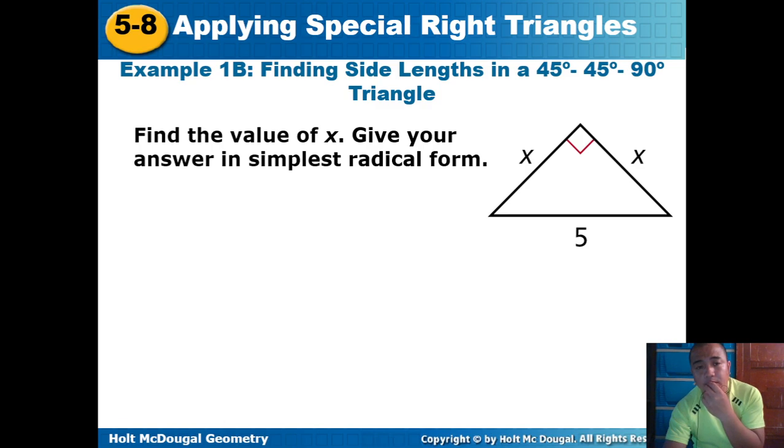Example 1b, finding the side lengths in a 45, 45, 90 degree triangle. Find the value of x. Give your answer in simplest radical form. Okay, so if the hypotenuse is 5, what is the length of x? For the legs, just divide this by square root of 2, just like what we did.